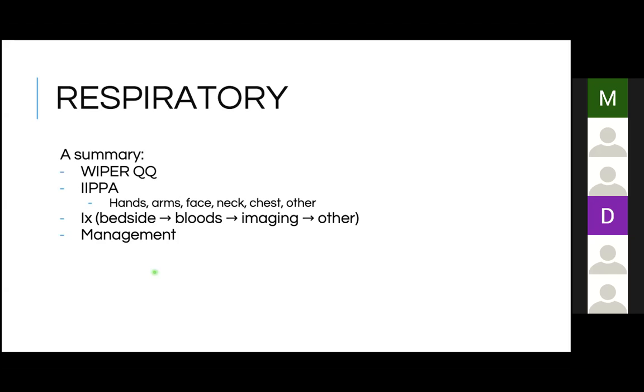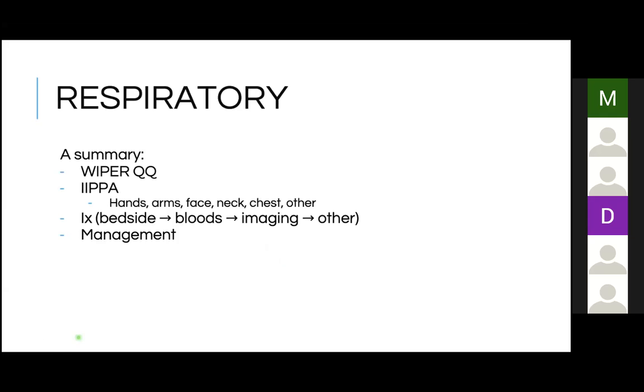Okay, so just a summary. So we go through the general inspection and then the double I, double PA, go through whichever method you like, just keep it systematic. So moving from the edge of the bed to the hands, arms, neck and face, then the chest and moving down to the legs. Don't forget to examine the lymph nodes. Remember to mention your differential diagnoses and then your investigations and finally your management.